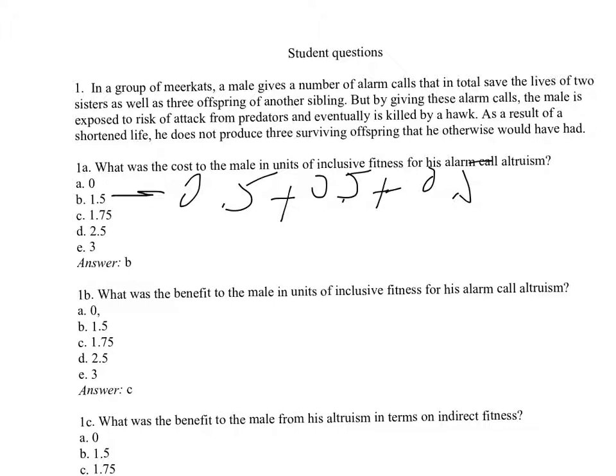Okay, so we're going to go through this. In fact, this goes through every aspect of all these equations. So the next one says, what is the benefit to the male in units of inclusive fitness? So it'd be the sister and then the niece and nephew one, right? So 1.75. It would be the combination of those two. So here we go. 0.75 is for nieces and nephews, and 0.5 plus 0.5. So let's just write that out.